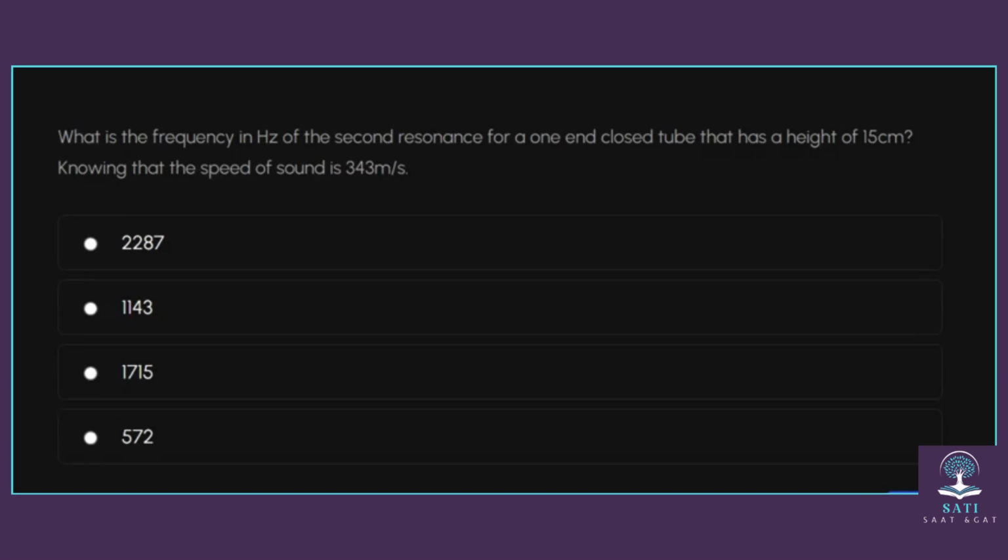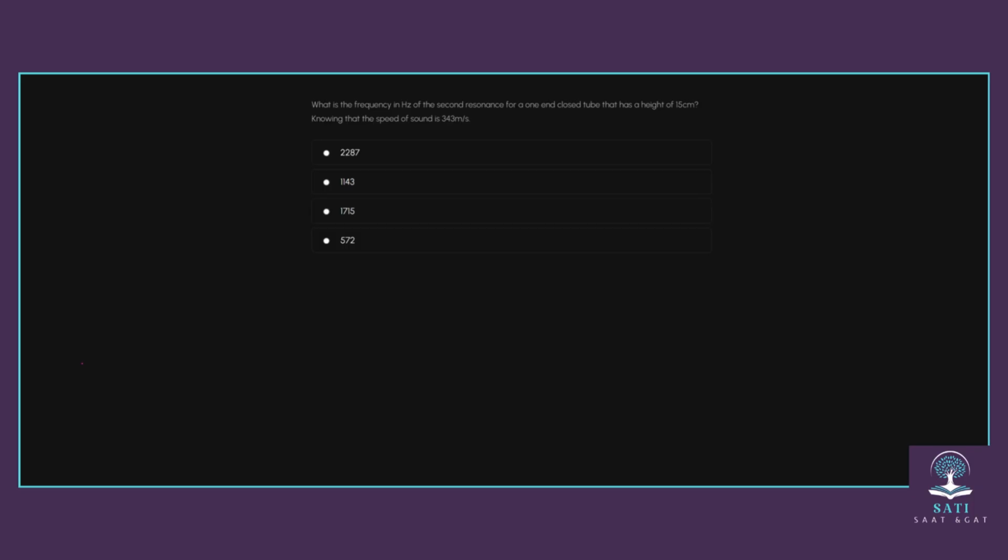What is the frequency in hertz of the second resonance for a one-end closed tube that has a height of 15 centimeters, knowing that the speed of sound is 343? Okay, they are asking about the frequency of what? Of the second resonance. This is the most important word in this question. Then what is the second important word? Is it closed or open tubes? It is closed. So that is the second important word.